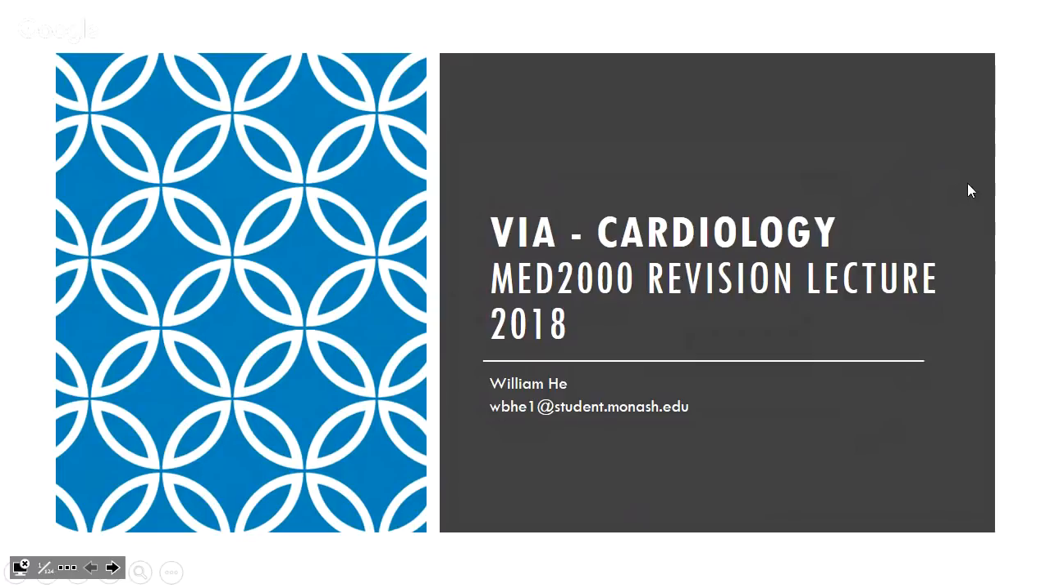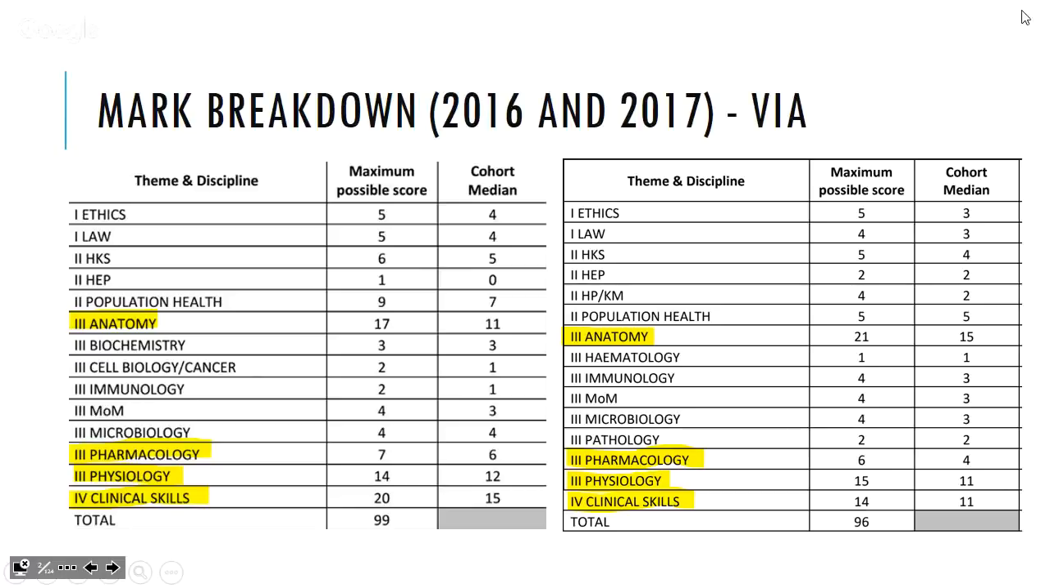So today I'll be covering cardiology, mainly for VIA. I think in terms of year one content, cardiology is probably the highest yield. So let's get started. Just going through the breakdown for VIA, as you can see, there's a lot of ethics, law, HKS stuff. So you definitely have to learn it. Especially for end of year, there's probably 20 marks of ethics and law.